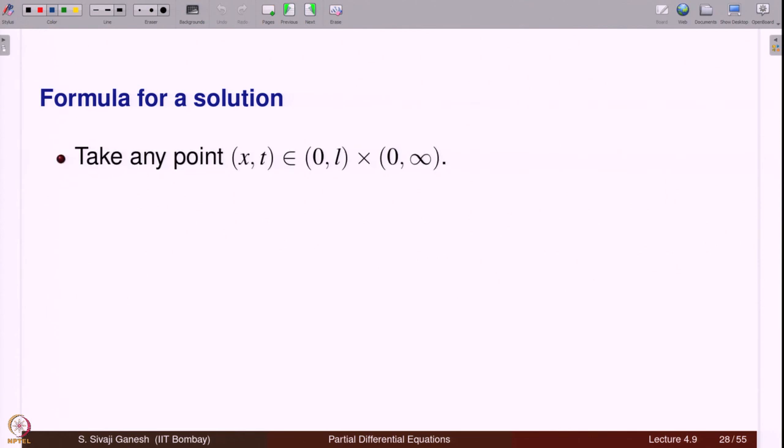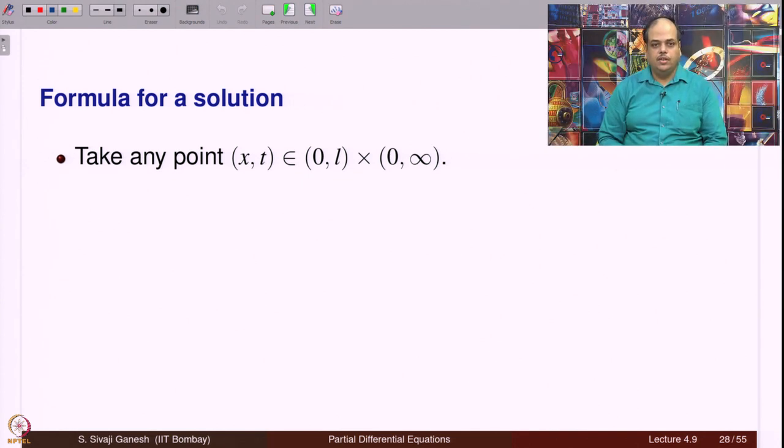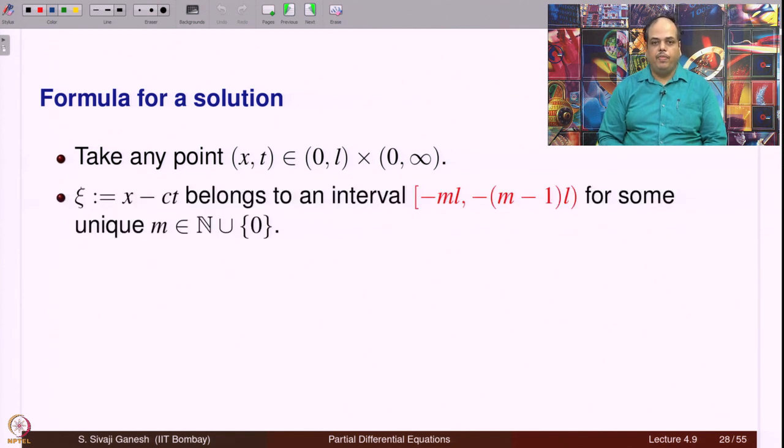So, now we need to write the formula. We have determined f and g everywhere, so now we are going to write the formula for the solution. Take any point (x, t) in 0 to L cross 0 to infinity. If you take a point in the diamond picture, it is going to lie in some region. It is going to lie between xi equal to some number and xi equal to that number plus 1, and similarly for eta. So, that is what we are setting up the notation for here.